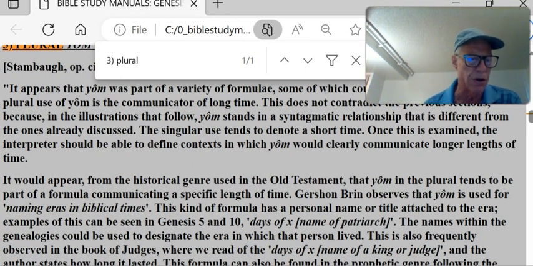Careful reading, but you don't have to be a genius, an Einstein. Just read it. It would appear from the historical genre used in the Old Testament that yom in the plural tends to be part of a formula communicating a specific length of time. Gershon Brin observes that yom is used for naming eras in biblical times. This kind of formula is a personal name or title attached to the era.